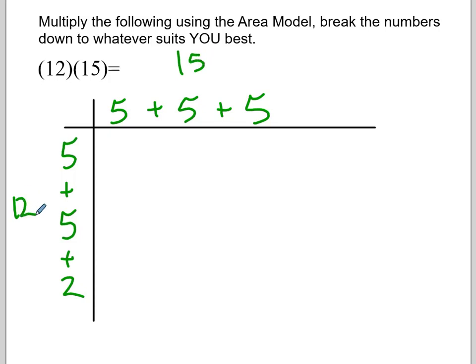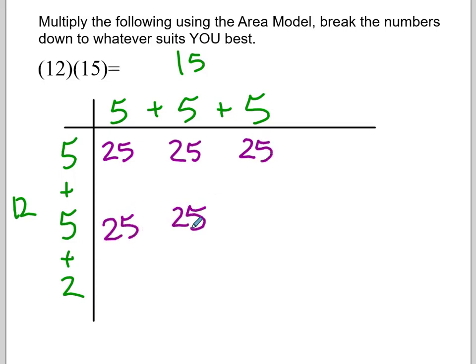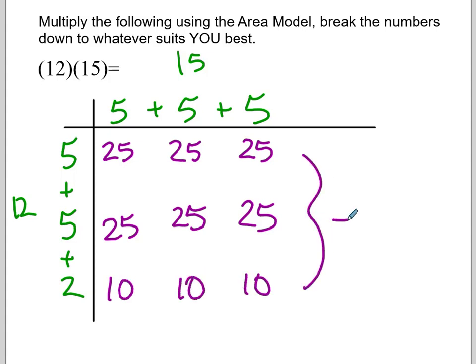Now, the advantage of making these numbers the same is that there's a lot of repetition. So 5 times 5 is 25, and you would have 3 of them. You come down a line, there's another 3 of them. So you've only made one calculation, and you've managed to fill in 6 out of the 9 spots. 2 times 5 is 10, and you filled in the last 3. Now all we have to do is add that all up.